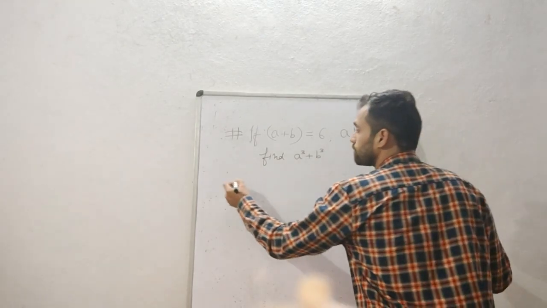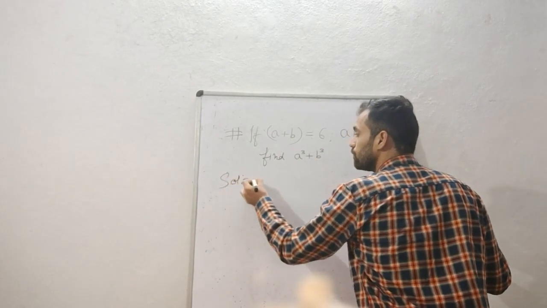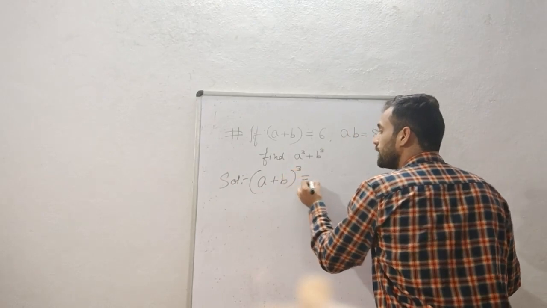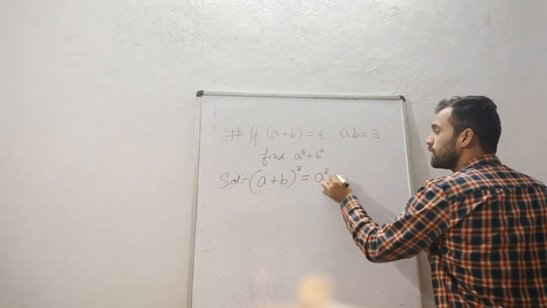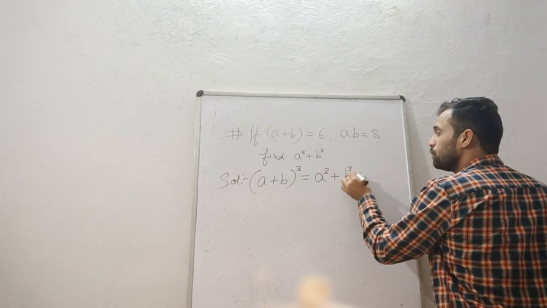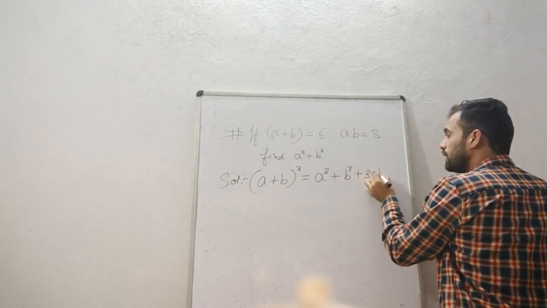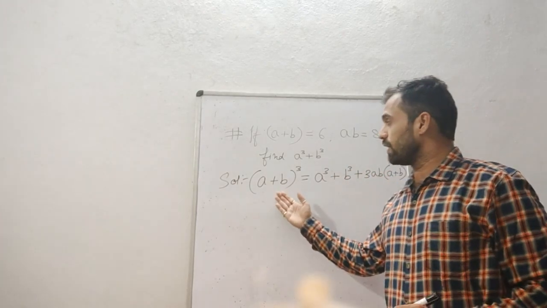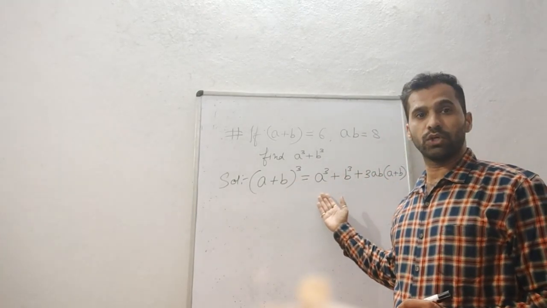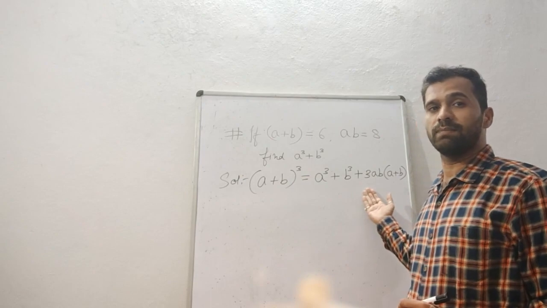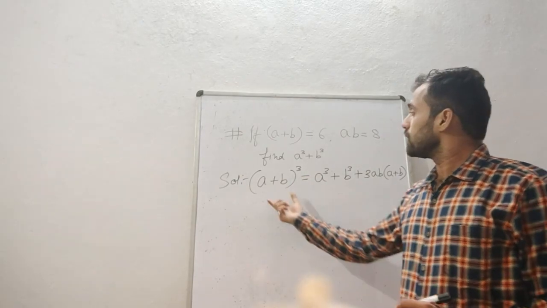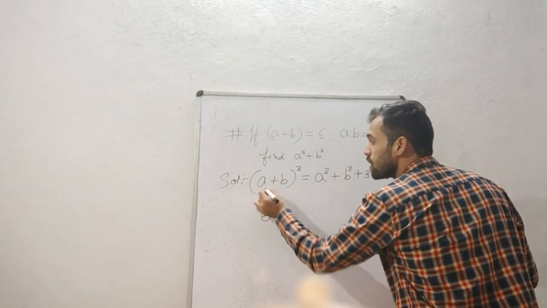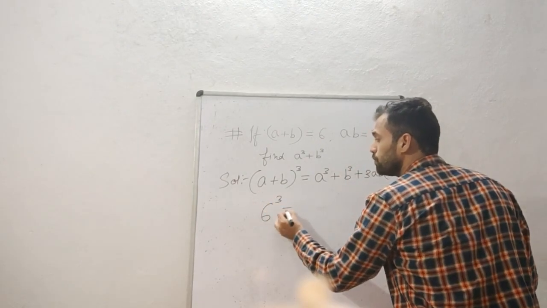So we know that (a plus b) whole cube is a cube plus b cube plus 3ab bracket a plus b. We know that (a plus b) whole cube is equal to a cube plus b cube plus 3ab bracket a plus b. Now we are given the value of a plus b is 6, so we will write 6 in place of a plus b and put cube here.